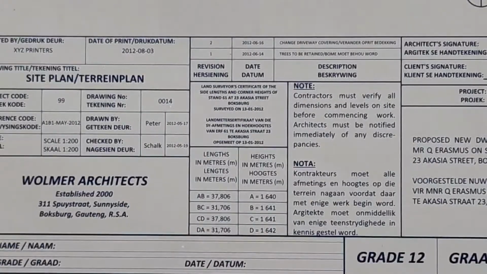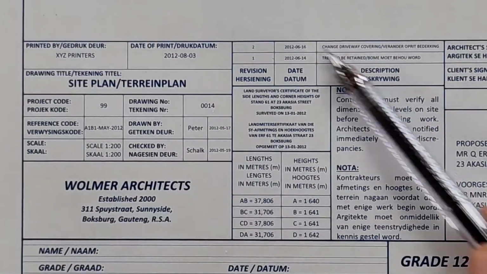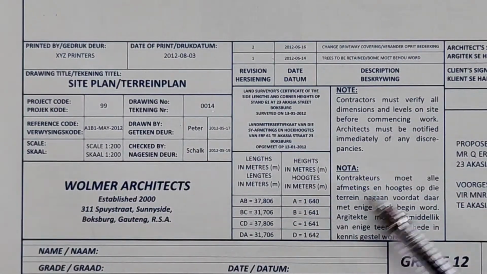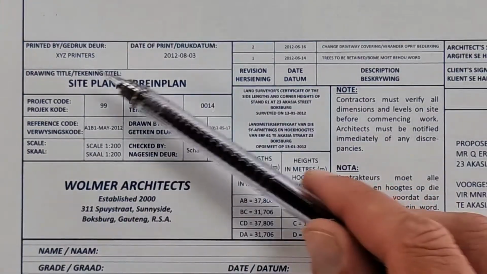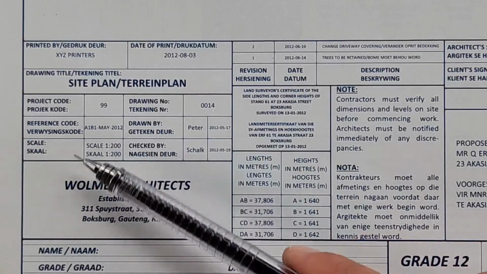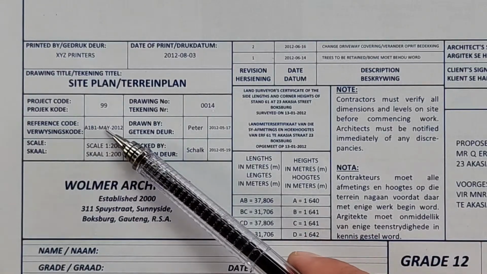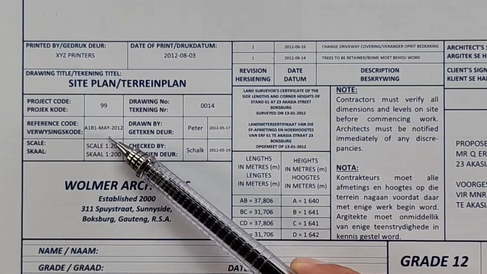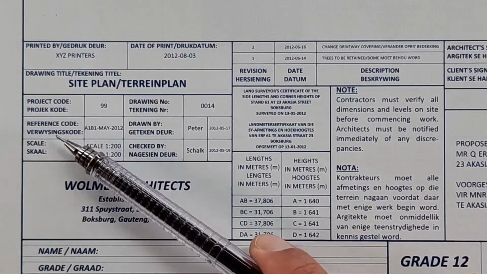And then we have a very complete title block. The civil title block tells you everything you need to know with regards to this project: drawing number, who drew it, the reference code. That's probably going to be an internal reference code within the company.